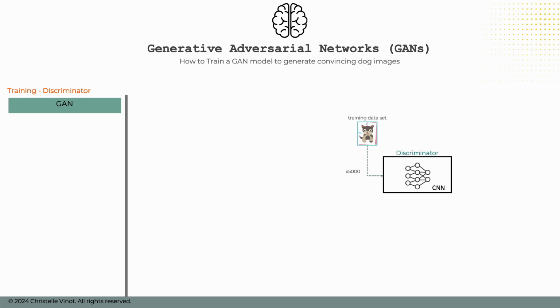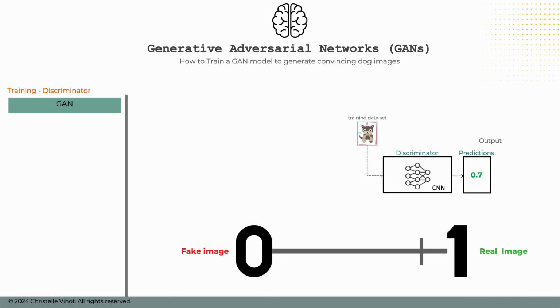Now we can assume that the discriminator has seen a lot of dog images, let's say 5,000, and it's going to output a probability, a number between 0 and 1 that represents how likely the discriminator thinks the image of that dog is real or fake. In this case, because the discriminator has already been trained to recognize real dog images, it predicts a value of 0.7. A value close to 1 means that the model believes the image is likely real. A value close to 0 suggests that the discriminator thinks the image is likely fake.